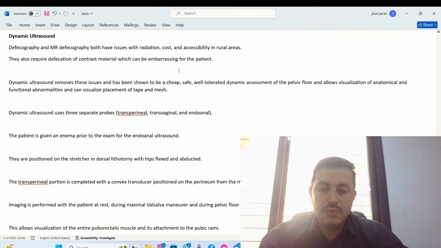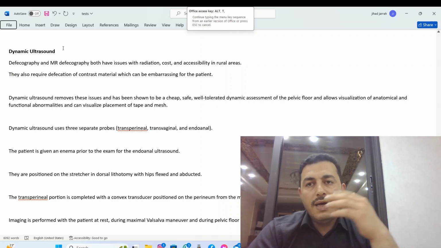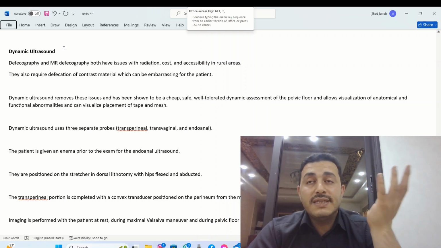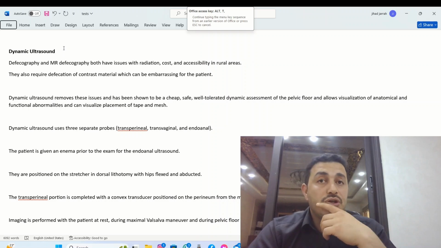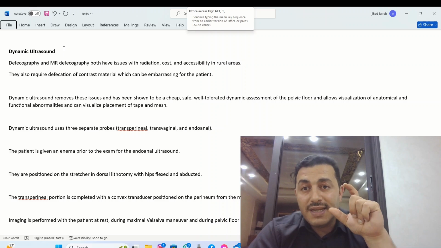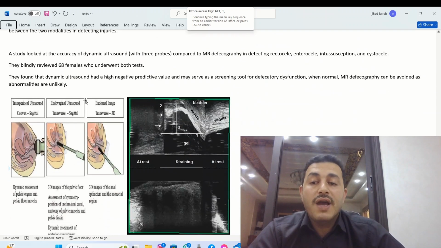Okay, dynamic ultrasound. We talked about the endoanal ultrasound, and we said it's the gold standard to detect any sphincter pathology, especially if we have a risk for fecal incontinence. The endorectal ultrasound is part of the dynamic ultrasound. As you see here, we have three probes: the endoanal or endorectal probe, the transvaginal or endovaginal probe, and the transperineal probe.